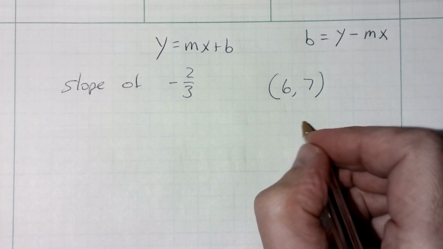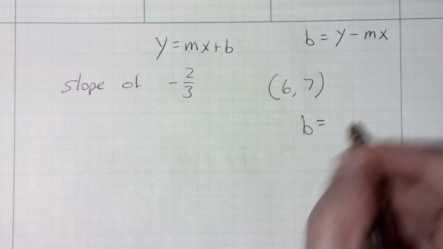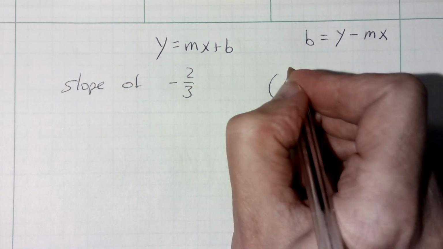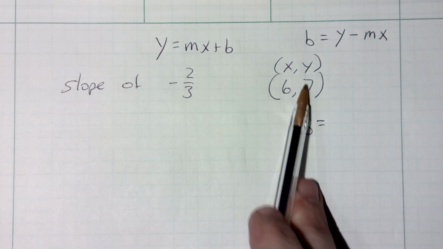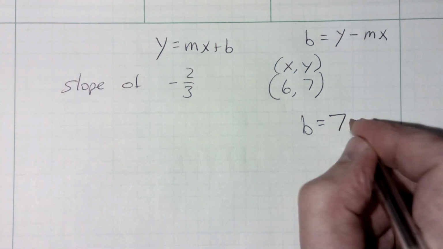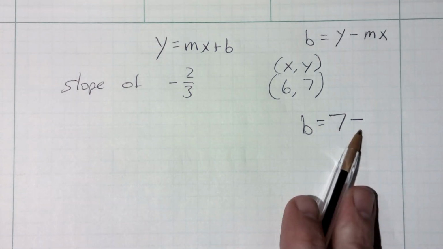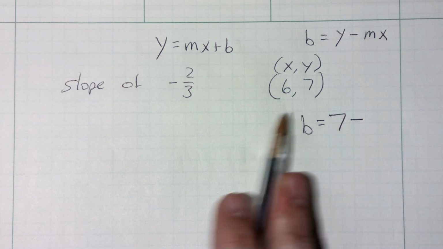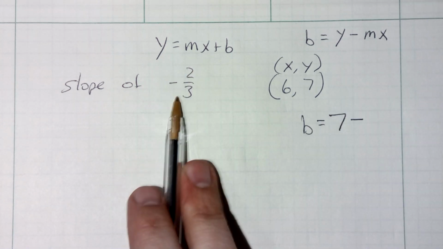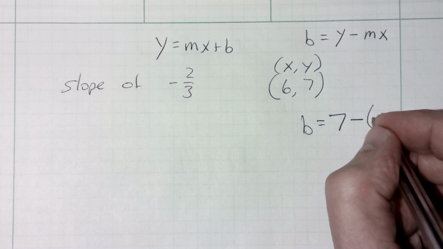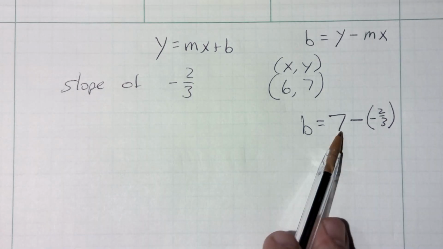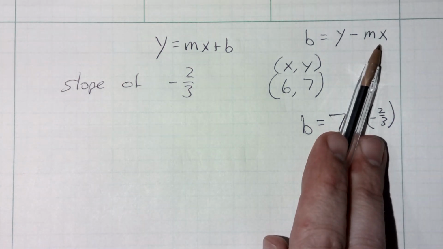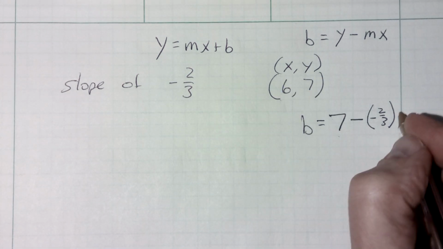I'm going to find out that b is equal to, what's the y value they give you? Remember, the y value is always the second number in the ordered pair. So I'm going to take 7. I'm going to minus off, and now this is important, my slope, but my slope is negative. So I'm minusing off a negative 2/3 times my x value, which is 6.